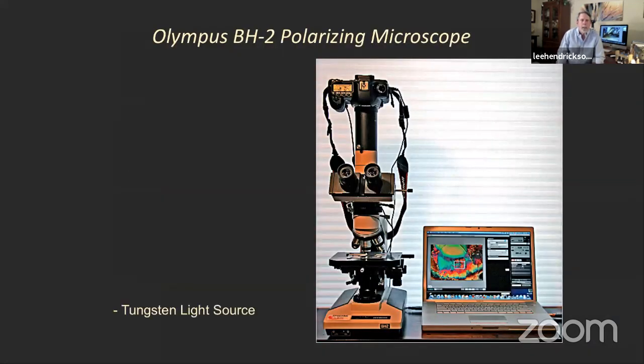So here's basically what this setup behind me has that allows me to do this. There's a light source at the bottom of the microscope. There's a polarizing filter on top of that, and that allows the light to be collimated, or ordered, as it goes up through the crystal.